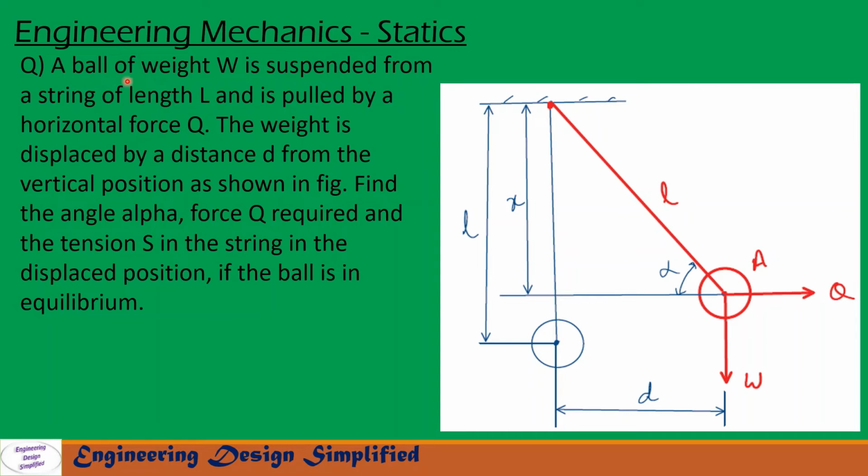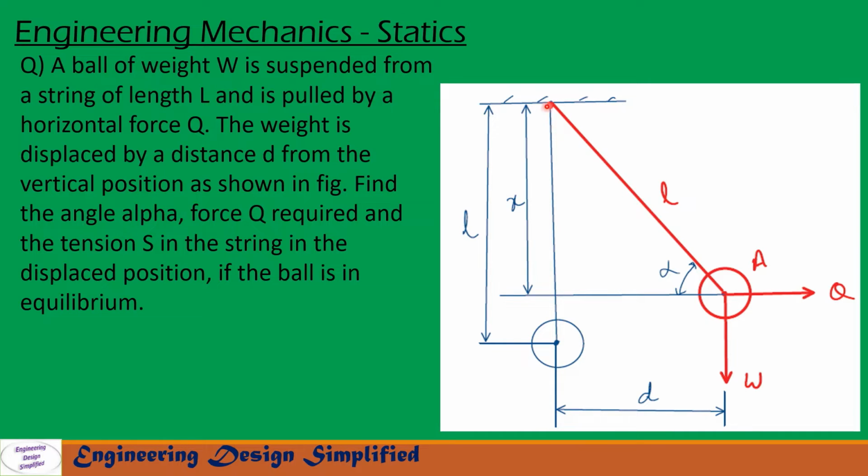Today's problem is: a ball of weight W is suspended from a string of length L and is pulled by a horizontal force Q. The weight is displaced by a distance D from the vertical position as shown in the figure. Find the angle alpha, the force Q required, and the tension S in the string in the displaced position if the ball is in equilibrium.